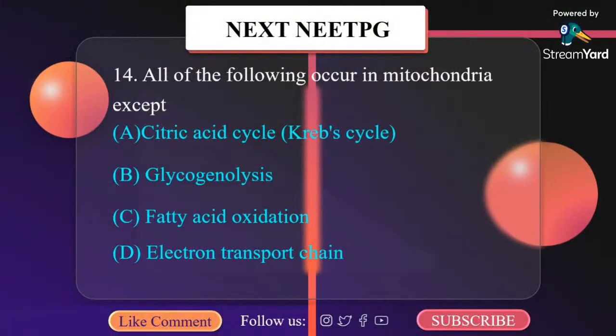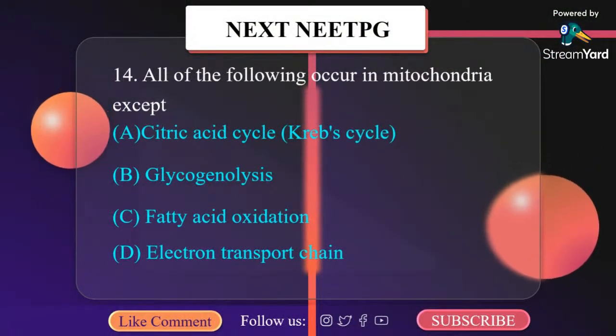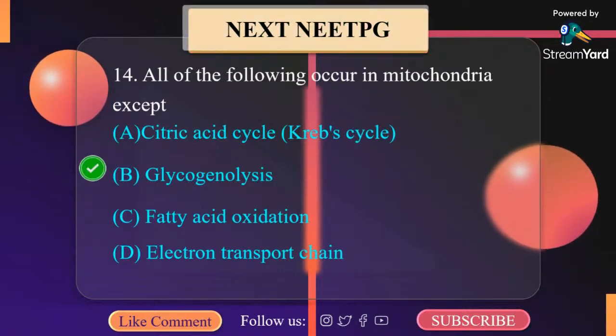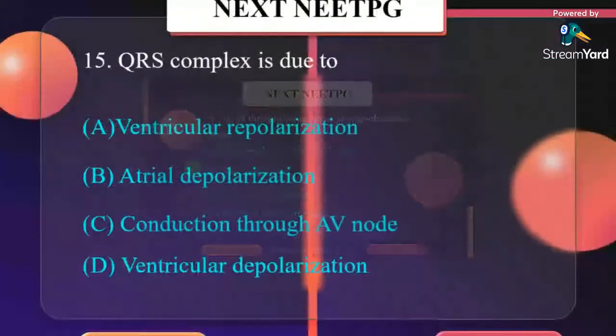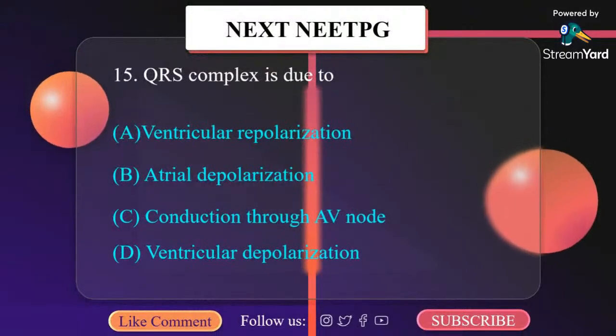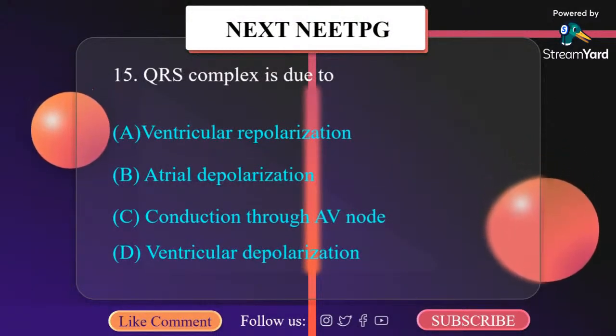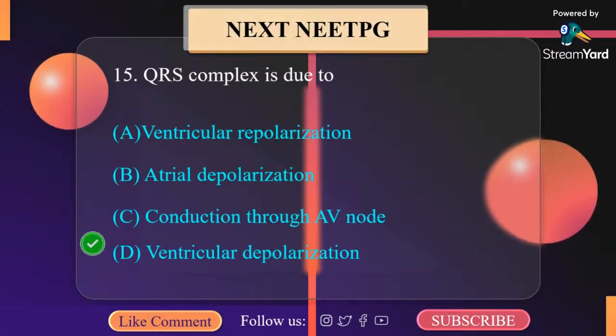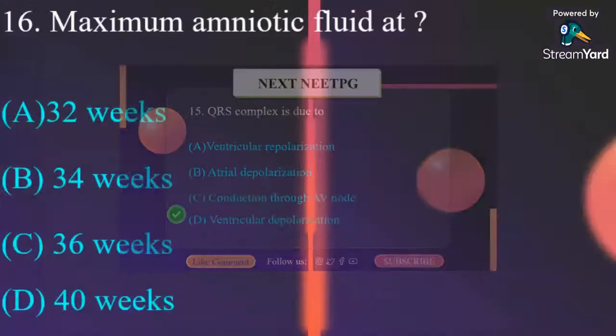All of the following occur in mitochondria: citric acid cycle, glycogenolysis, fatty acid oxidation, electron transport chain, except glycogenolysis. QRS complex is due to A. Ventricular repolarization, B. Atrial depolarization, C. Conduction through AV node, D. Ventricular depolarization. It is ventricular depolarization.